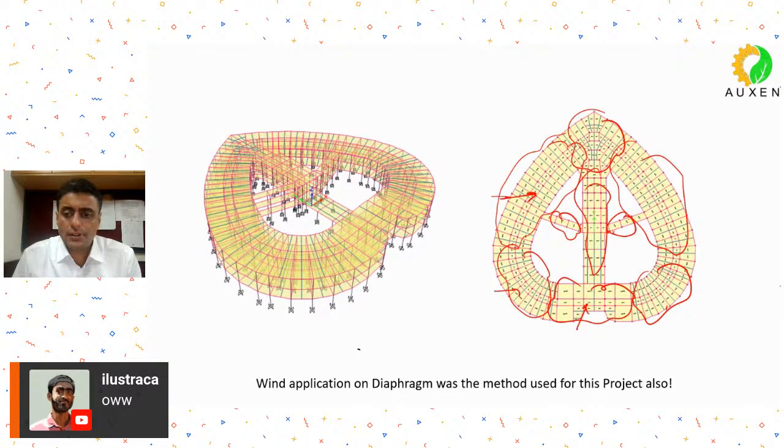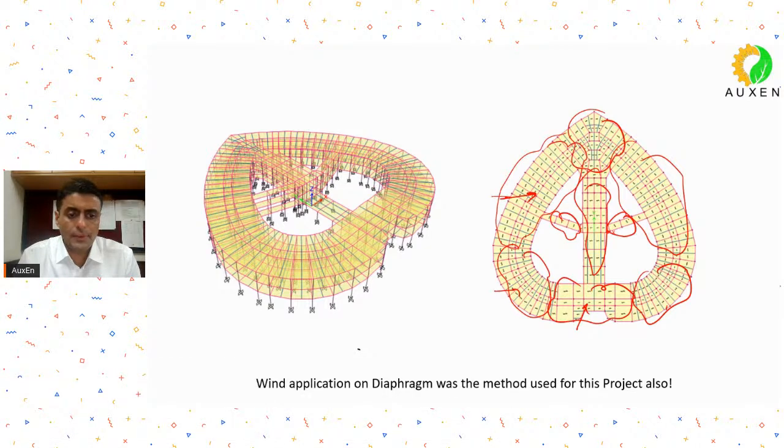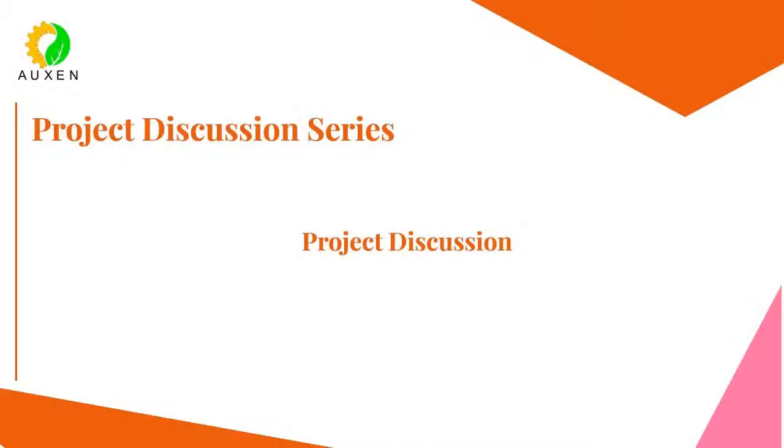Yes. Mr. Mayank is saying, oh, his question is continuing, I think. Because what if there is any skip floor in the structure? What is skip floor? I'm not quite sure what skip floor is. Anyway, I hope this discussion was interesting. So we understand what are the different methods of wind load application in ETABS and which method might be more suitable and convenient.